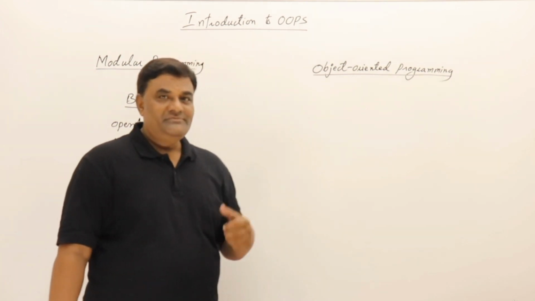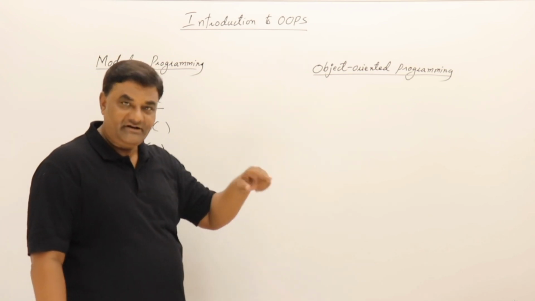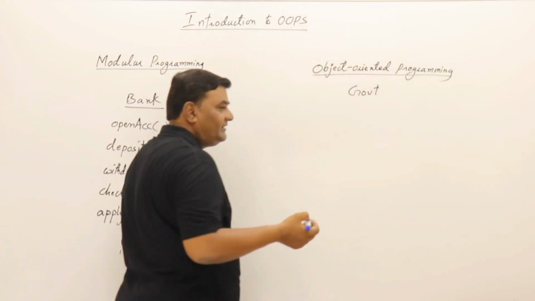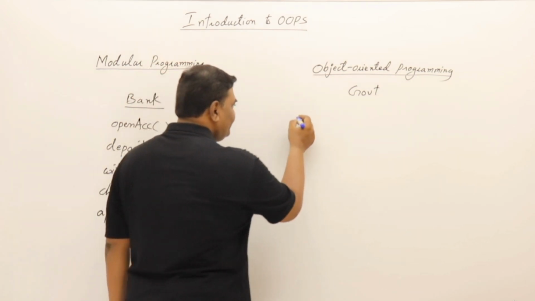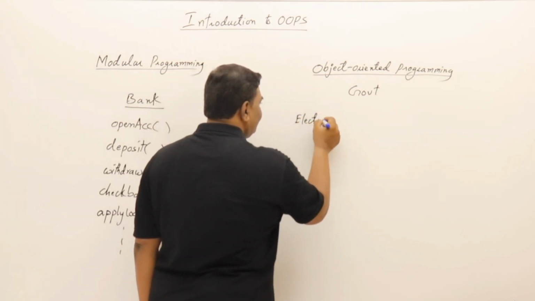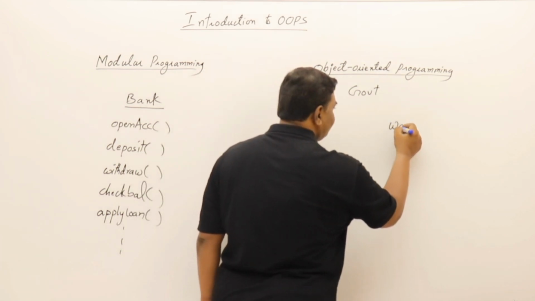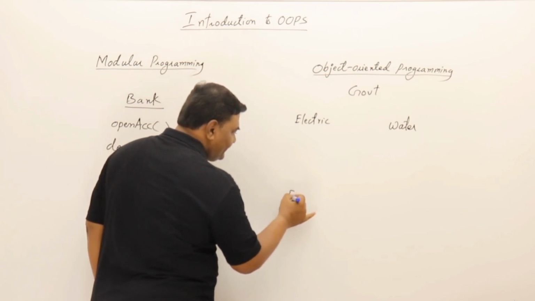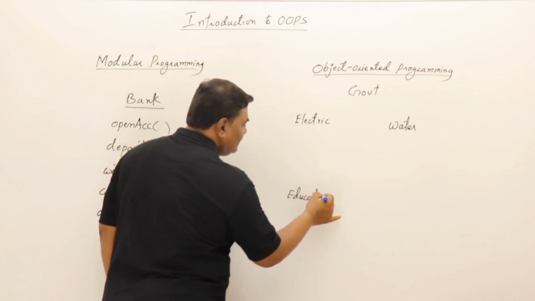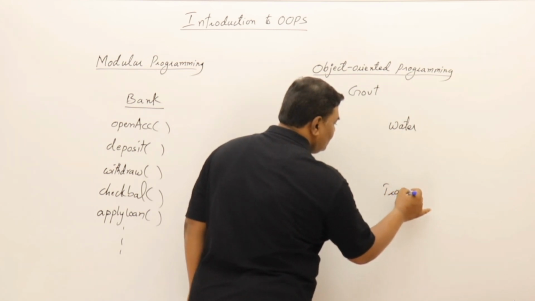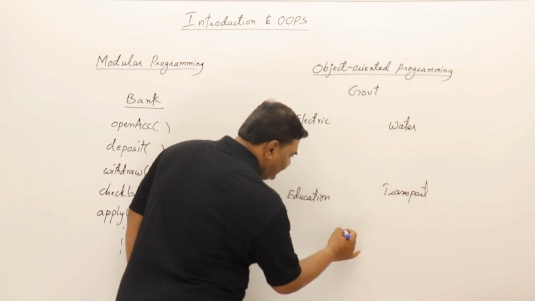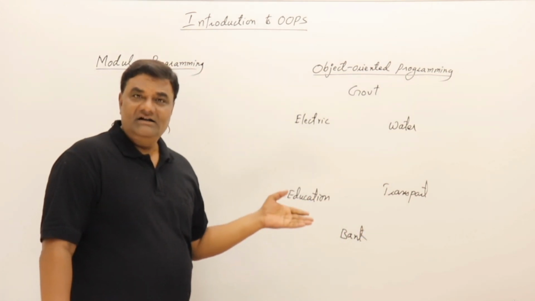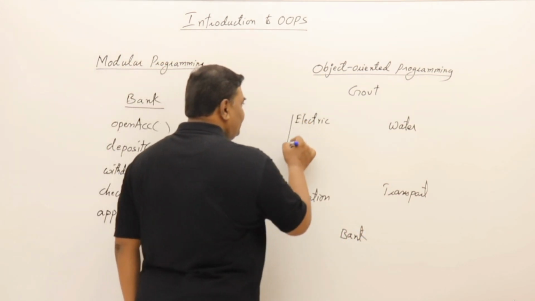Now, for object orientation, I'll take a different example. The government provides a lot of services, like electric service, water works, water supply service, education, transport, and even the government can have banks and so on. All these are departments of a government. See, this is a department.